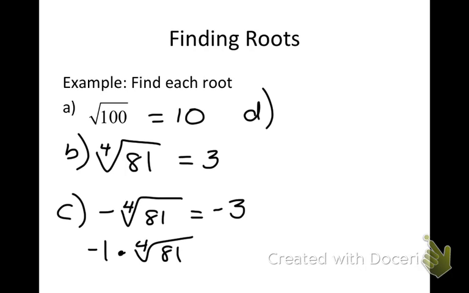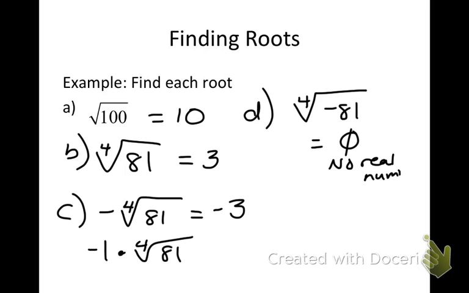Right? If you had the 4th root of negative 81, we cannot do that. So we would say no solution or no real number, whichever you prefer is acceptable.